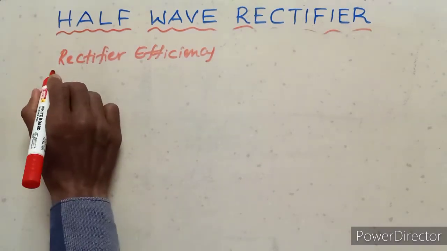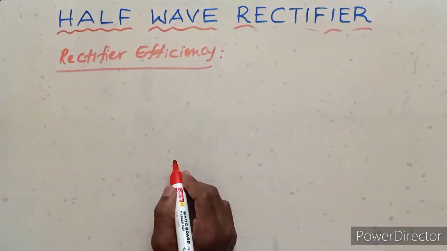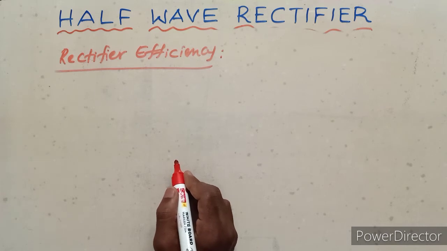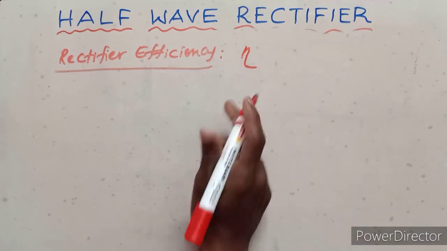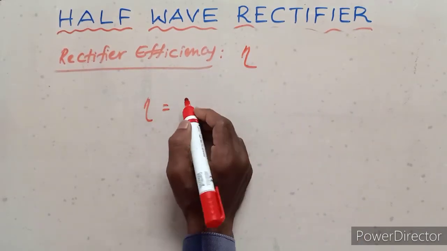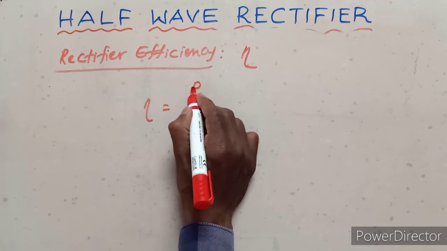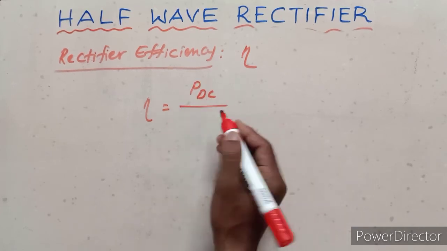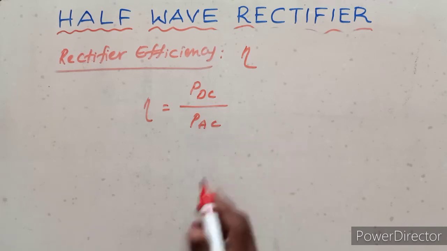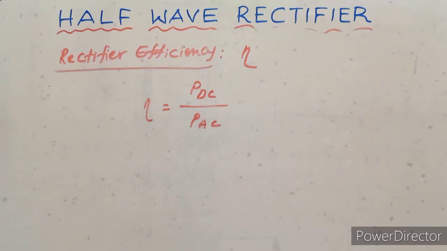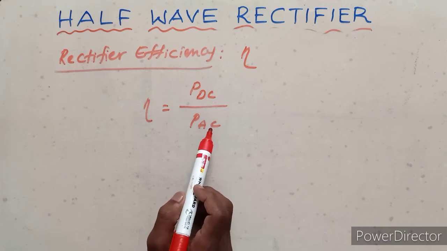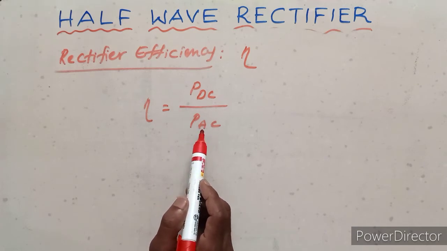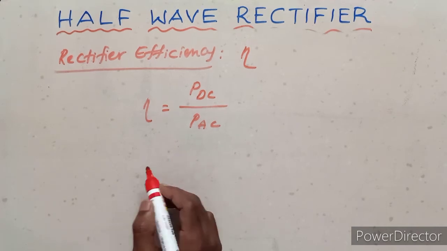Rectifier efficiency. The rectifier efficiency is the ratio. What is the ratio? The ratio is eta. Eta equals output power, that means DC power upon AC power. The rectifier efficiency is defined as the ratio of DC output power to the AC input power.